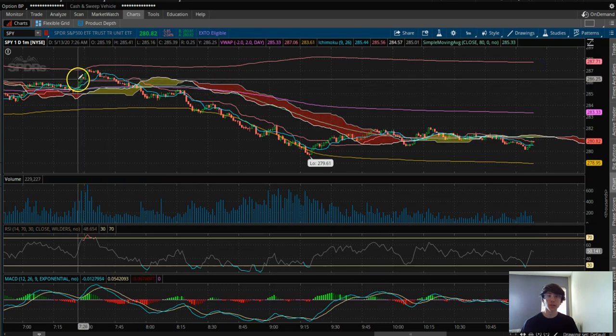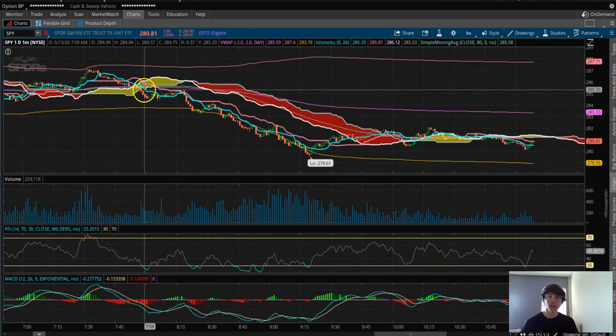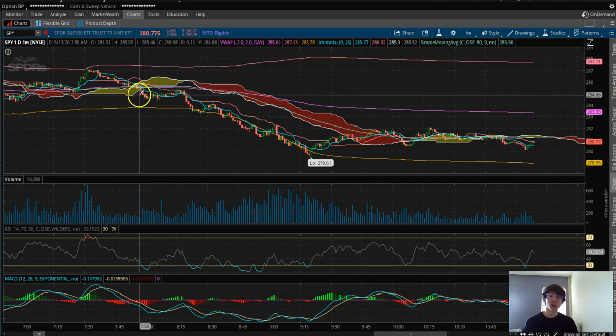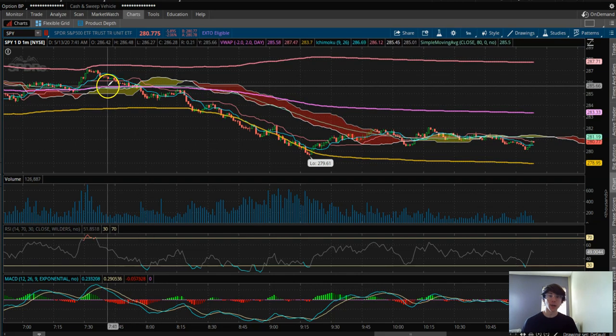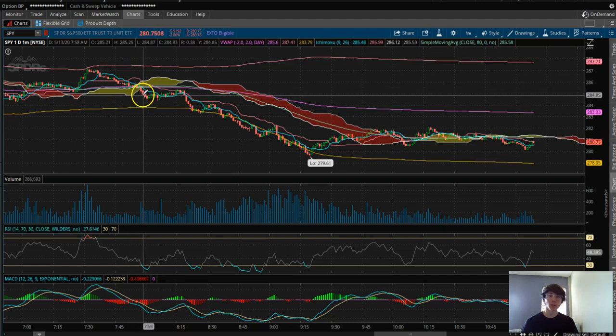So we're looking at ticker symbol SPY, and say we're right around here, right? Say it's close to 8 a.m. in the morning, and we're just watching the movement of the stock. So right here, we see that it crosses below the middle VWAP at that point.